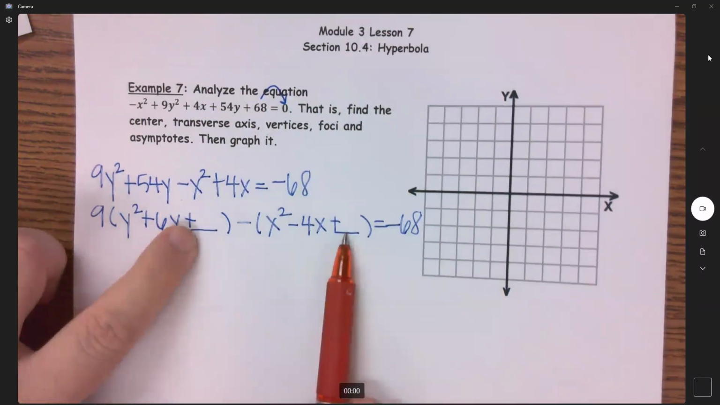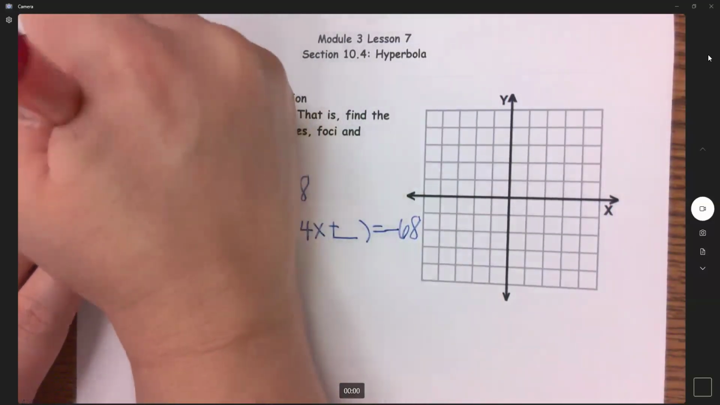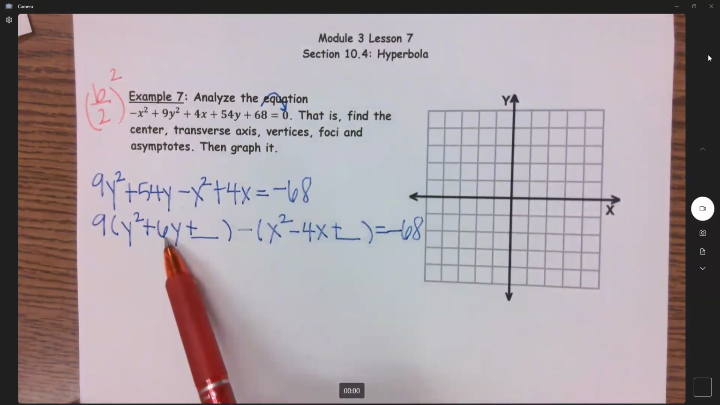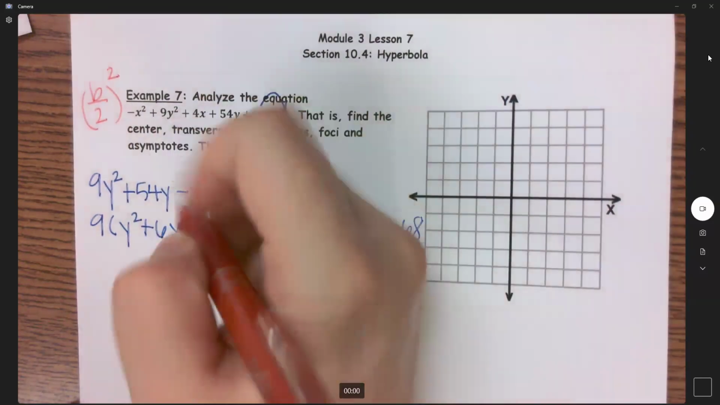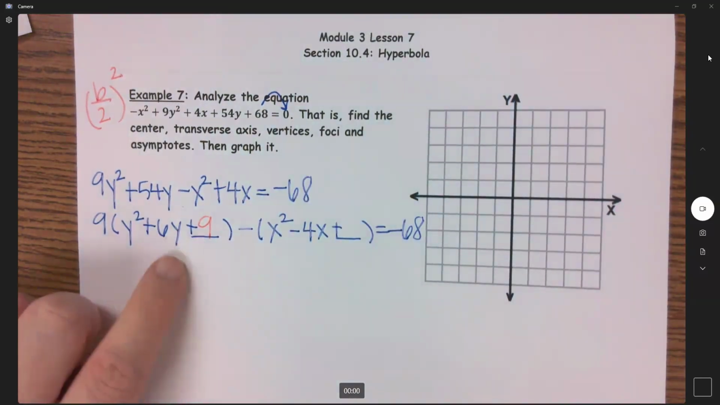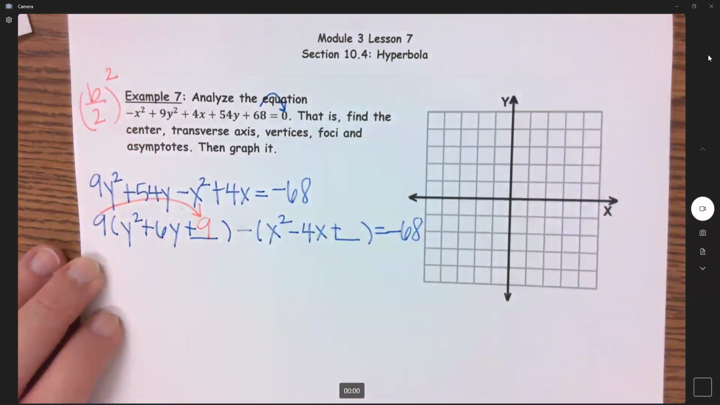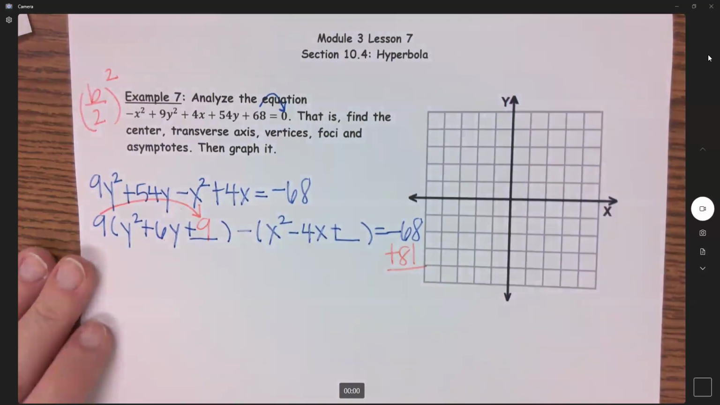Okay, so let's figure out what goes into these blanks right here, and we're going to use b over 2 squared to figure that out. So my b here is 6. 6 over 2 is 3, and 3 squared is 9. What I do to one side, I have to do to the other, but I am adding more than 9 to this side. What am I actually adding? You multiply and distribute that back, I am adding 81.